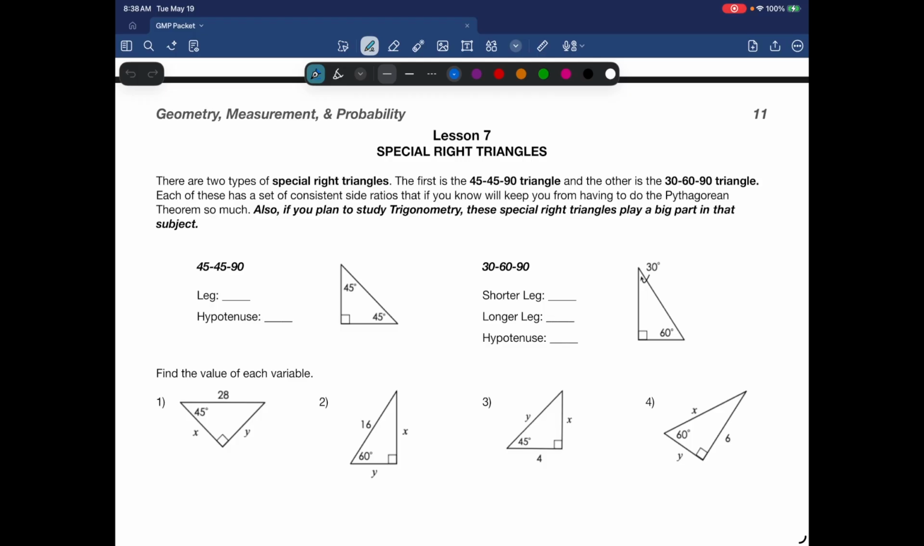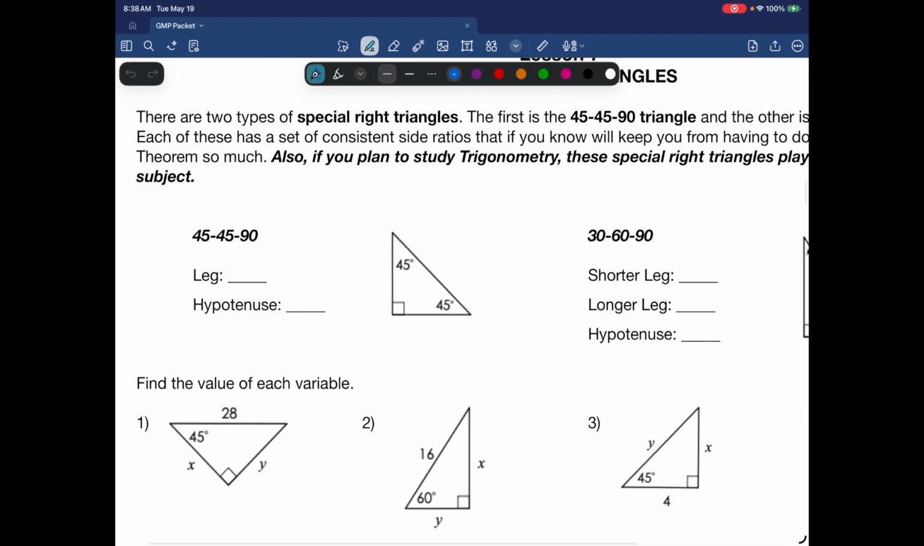But if you plan to study trig, the special right triangles play a big part in that. So the side ratio for the 45, 45, 90 is x, x, x square root of 2. Because these two angles are equal, this is an isosceles triangle, which is why those sides are like that. So you've got x and x square root of 2.